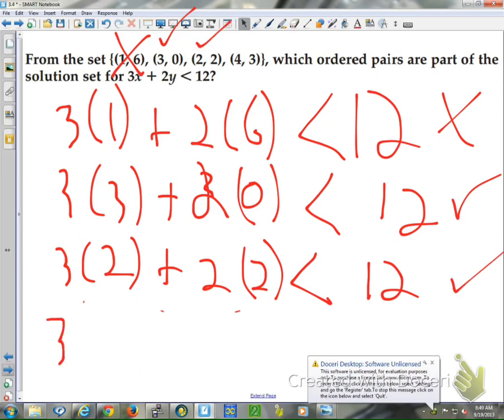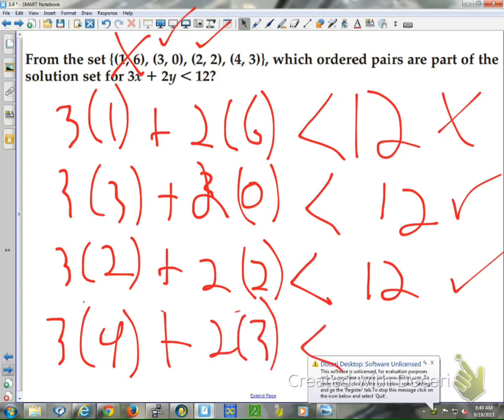Last but not least, 3 times 4 plus 2 times 3. Is that less than 12? No, it is not. So your answer is, which ordered pairs worked? That would be 3, 0 and 2, 2.